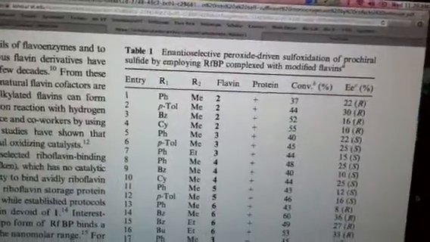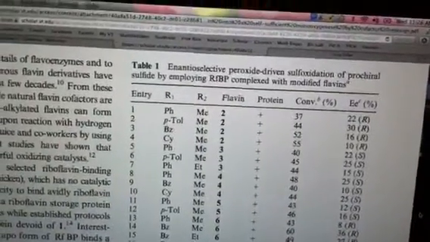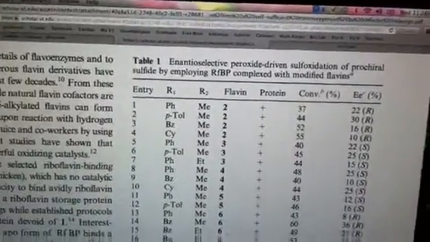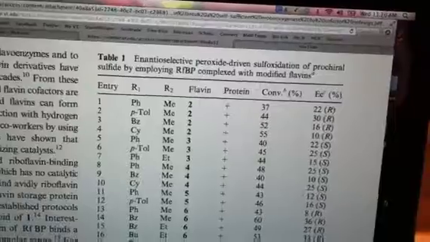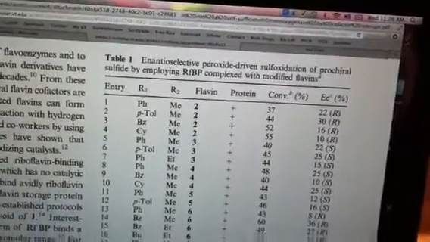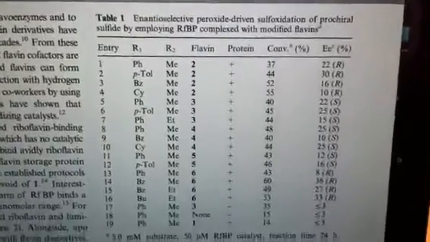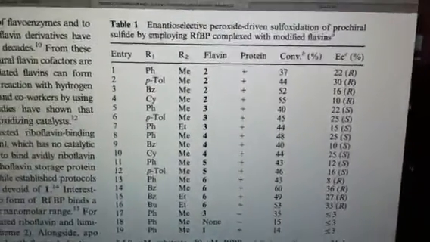They claimed that by cofactor redesign, several artificial flavoenzymes were created that function as peroxide-driven monooxygenases, capable of enantioselective self-oxidations. So we'll look at the data in Table 1 and see if it supports their claim.